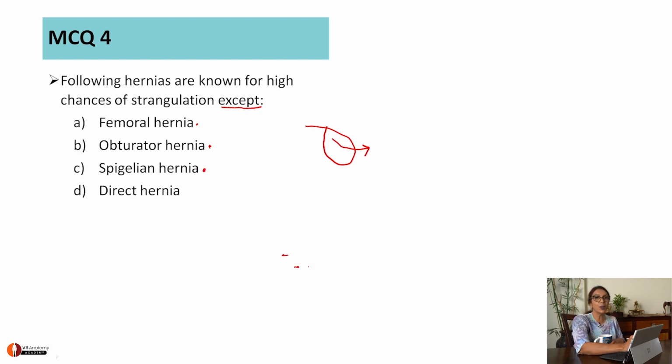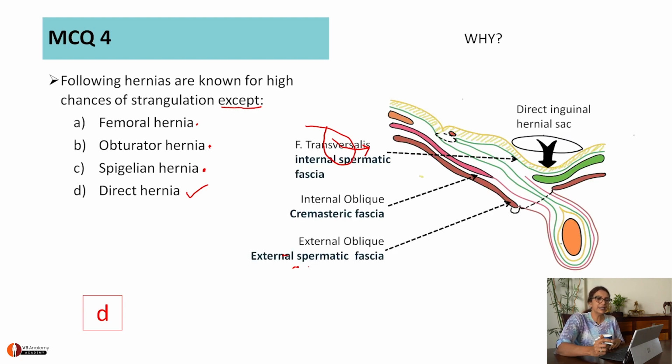However, direct inguinal hernia descends through a very large space. It's basically just abdominal wall weakness. So, direct hernia rarely, if ever, gets strangulated. So, out of all these, D is least likely to be strangulated and therefore is the correct option. You can see it here. This is the direct inguinal hernia. There is a very large space through which it is herniating out, so chances of strangulation are very less.